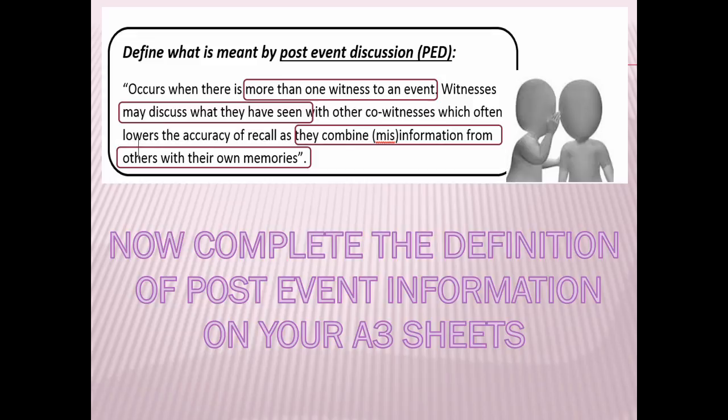Now, usually when we've witnessed an event, for example, a car accident, witnesses might discuss what they have seen with other co-witnesses, which then often has an impact on the accuracy of their recall. It lowers their accuracy because what they do is they combine this misinformation from others with their own memories. So what they think is their own memory of that event is actually a combination of what they saw and what the other witness saw. So that is known, as I've already said to you, as post-event discussion. Now at this point, just pause me and complete the definition of post-event discussion on your A3 sheets for me.